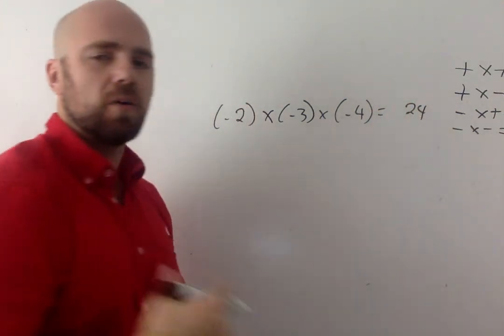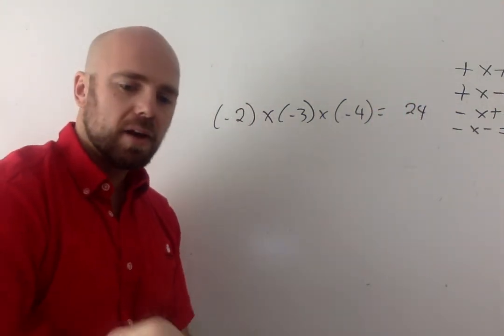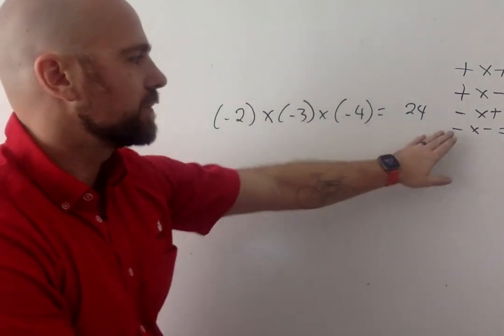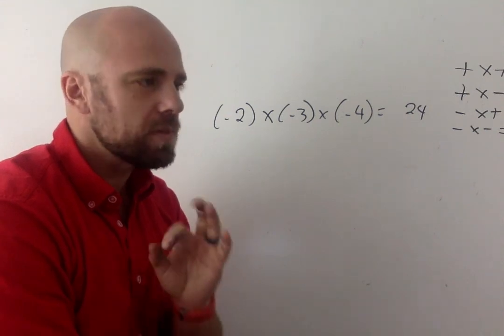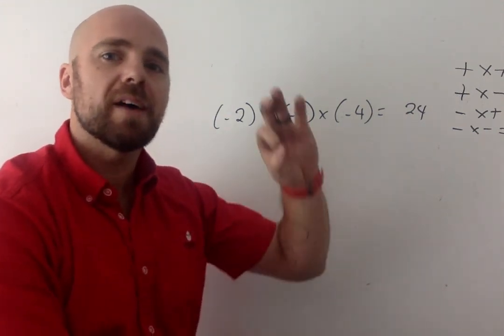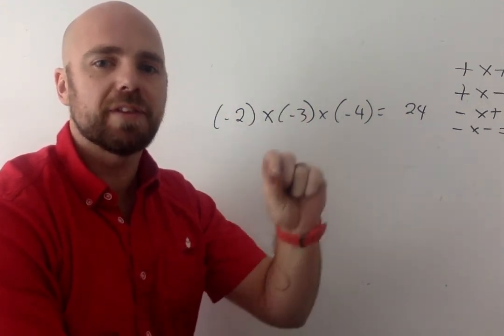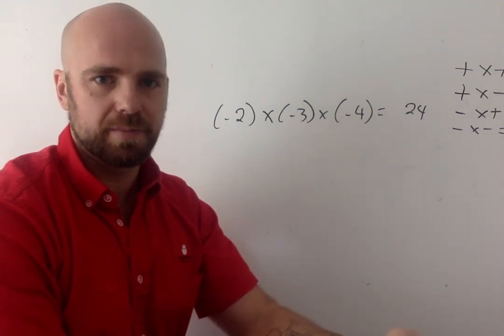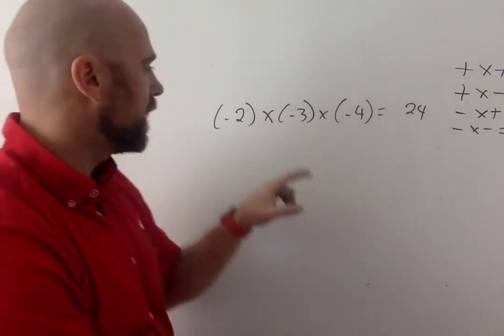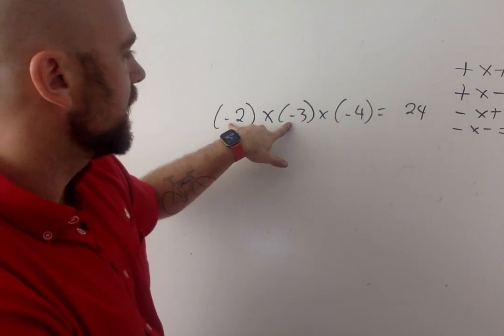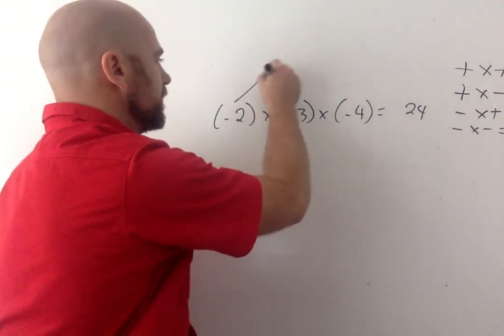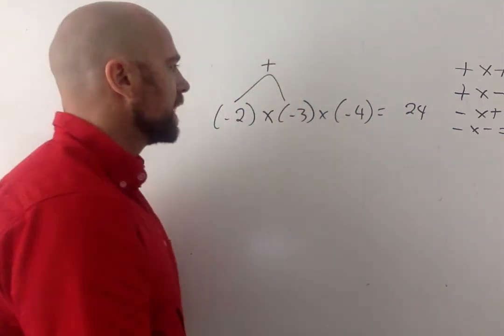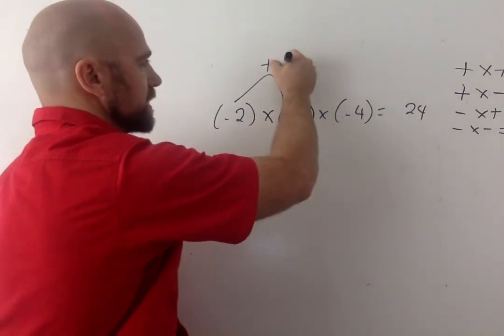Now, I need to figure out what my symbol is going to be. Well, let's think about it. What was my rule? I said if you have the same symbols, you're going to end up with a positive. However, I should emphasize, if you have an even number of the same symbols. Let's look at it and see why. If I have a negative times a negative, that's going to give me a positive. So now when I put these two together, that gives me a positive 6.